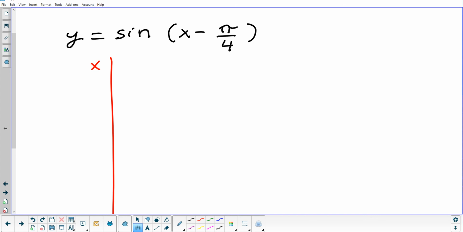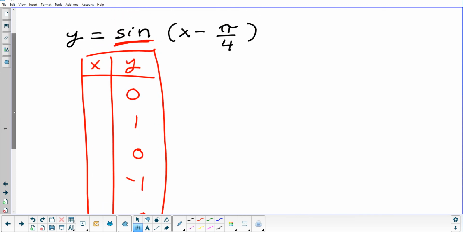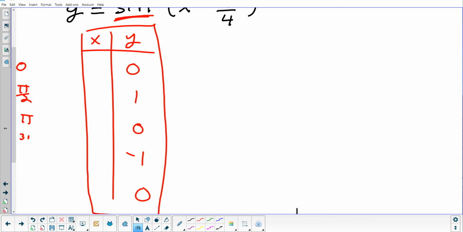Okay, let's make our table. All right, we should already know why it's a phase shift. What column stays the same? Yep. Y. And what are my original y values for a sine graph? 0, 1, 0, -1, 0. Yep. Now I need my original x values, and I'm going to put those off to the side. What are my original x values? 0, pi over 2, pi, 3 pi over 2, 2 pi.